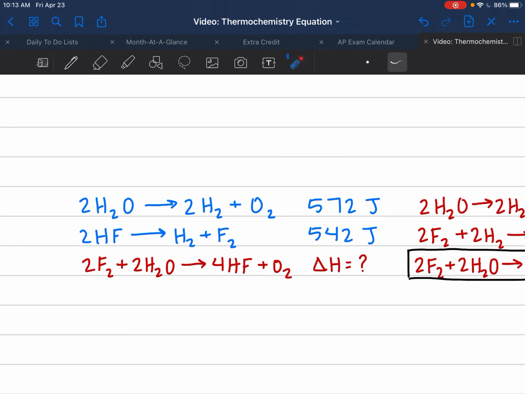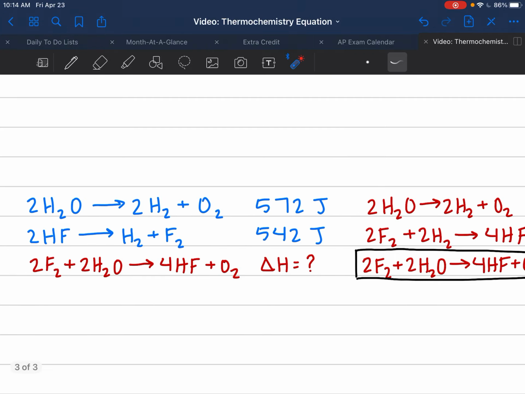So what we want to solve for is having 2F2 plus 2 of the waters will give us 4 hydrofluoric acid and 1 of the oxygen. And we want to know what that enthalpy change would be. So similar to what I did last time, I'm just going to start working with things that I already know.